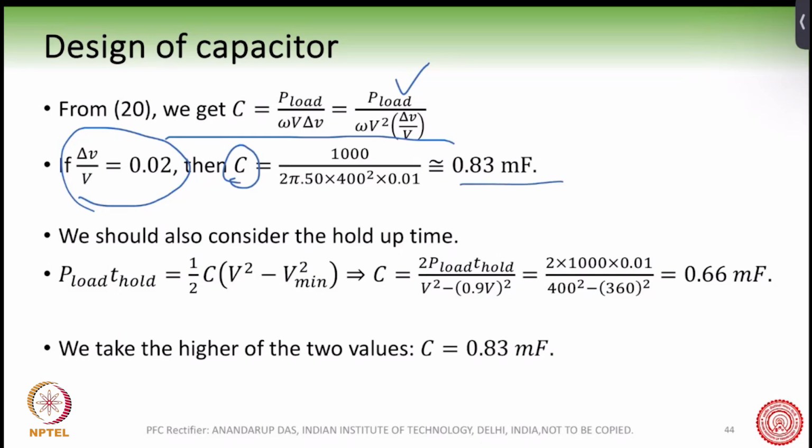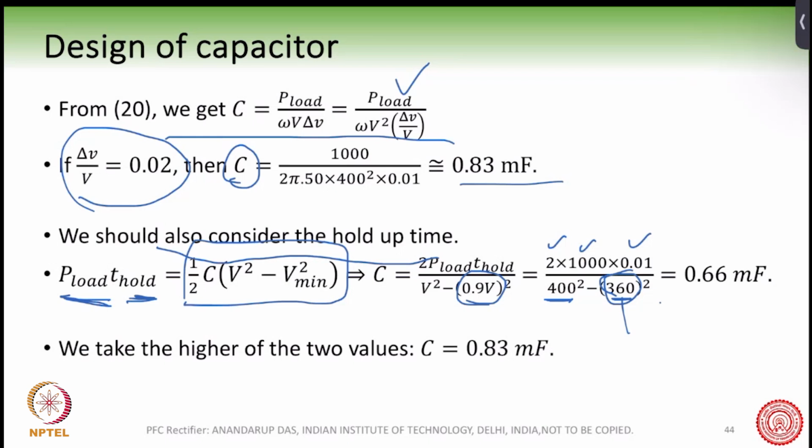Okay. But as I told you, we also have to consider the hold up time. During this hold up time, the entire power of 1000 watts is going to be supplied for 10 milliseconds, right? So that will cause a variation in the capacitor voltage. And we are assuming that it will not cause more than a 10% drop in the voltage. So nominal voltage is 400, and when it drops, it will go down to a minimum of 360. Okay, this is what we are assuming. With that assumption in mind, we can design the capacitor, which is 2 times 1000 into 0.01, and the capacitor voltage will not go less than 10% of the nominal voltage. Accordingly, we find that this is 0.66 millifarad. And so we take the higher value out of these two, 0.83 and 0.66. So this is a way to design the capacitance value.